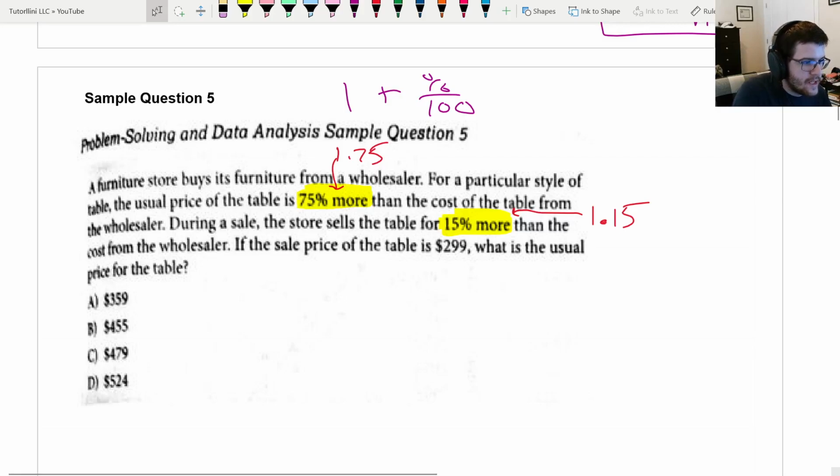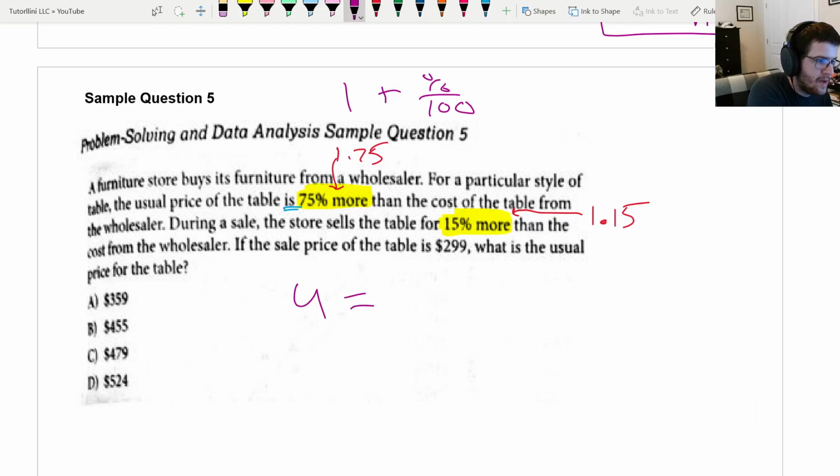Great. So it says for a particular style of table, the usual price of the table, I'll use U for usual, is 75% more than the cost of the table from the wholesaler. So how about I put 1.75 times the cost from the wholesaler? How about W for the wholesaler? And it says during a sale, the store sells the table, so why don't we use S for sale, 15% more than the cost from the wholesaler. Okay, so we'll do 1.15 W for wholesaler.